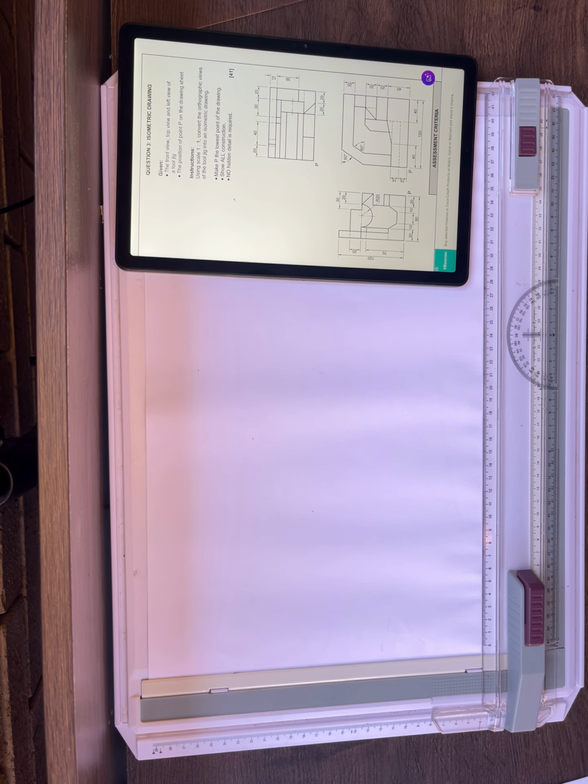Good day, grade 12s. I want us to look at the isometric drawing that is on the June pre-exam paper 2, question 3. Let us do it.